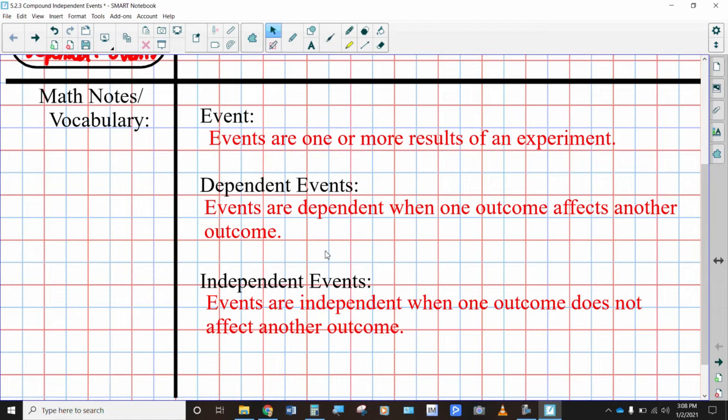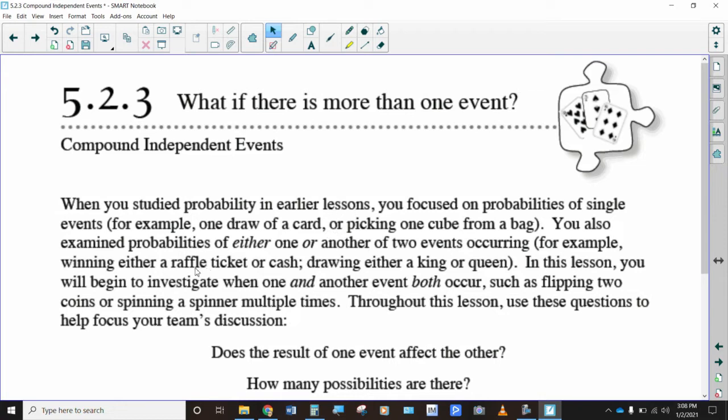And so by the end of this lesson, our goal is to be able to do a little bit more complex probability solving and be able to determine whether or not a situation or an event would be considered dependent or independent. When you studied probability in earlier lessons, you focused on probabilities of single events, like drawing a card from a deck or picking out a cube or a bead or a marble or whatever from a bag. You also examined probabilities of either one thing or another thing happening. Okay, so either one or another of two events occurring. For example, either winning the lottery ticket or cash, or either drawing a king or a queen, or my favorite situation is, when you've got a spinner that has different colors. You've got a certain probability of landing on each color, but what if you could land on blue or red? How did you calculate the probability of blue or red? Well, we added together, right?